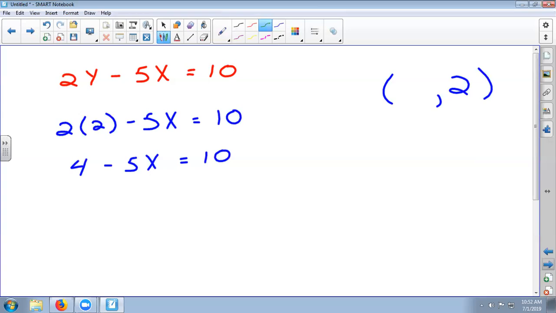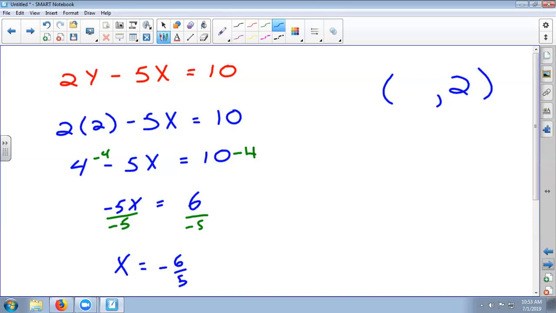Get x by itself, how? Subtract 4 from both sides. Negative 5x equals 6. Divide by negative 5 on both sides. X equals negative 6/5.